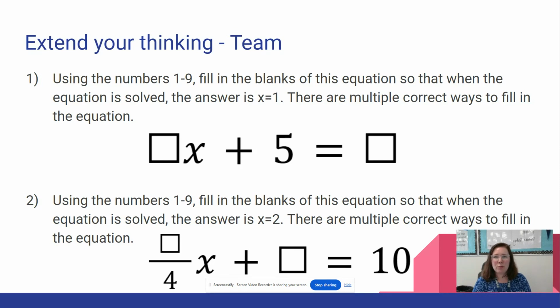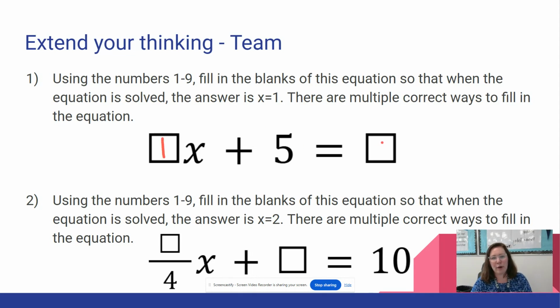Using the numbers 1 through 9, so 1, 2, 3, 4, 5, 6, 7, 8, 9, fill in the blanks of this equation so that when the equation is solved, the answer is x equals 1. There are multiple correct ways to fill in the equation. Okay, what I would think of to do is just put in something random to start with.